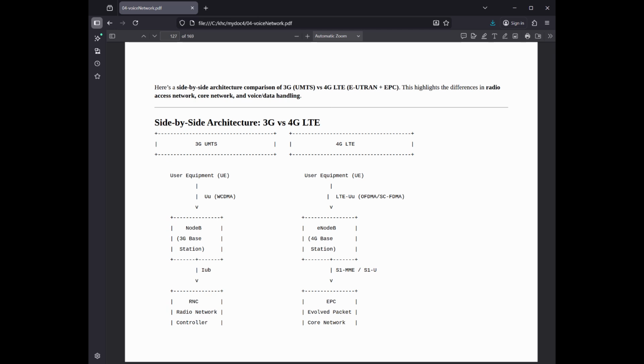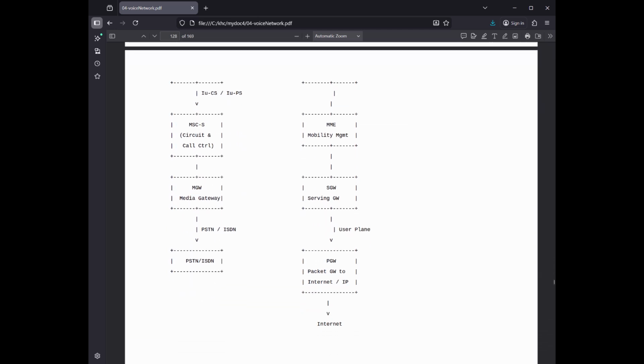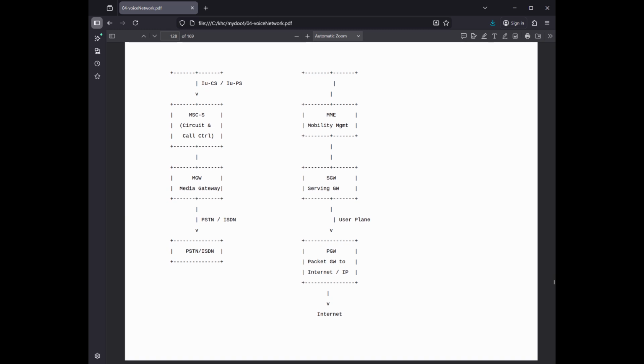Next is the base station: the NodeB in 3G and the eNodeB in 4G. The interfaces are Iub in 3G and S1-MME/S1-U in 4G. The RNC, radio network controller, in 3G corresponds to the EPC, evolved packet core network, in 4G. Then come the Iu-CS and Iu-PS interfaces, and the MSC server and MME, handling circuit and mobility management and call control.